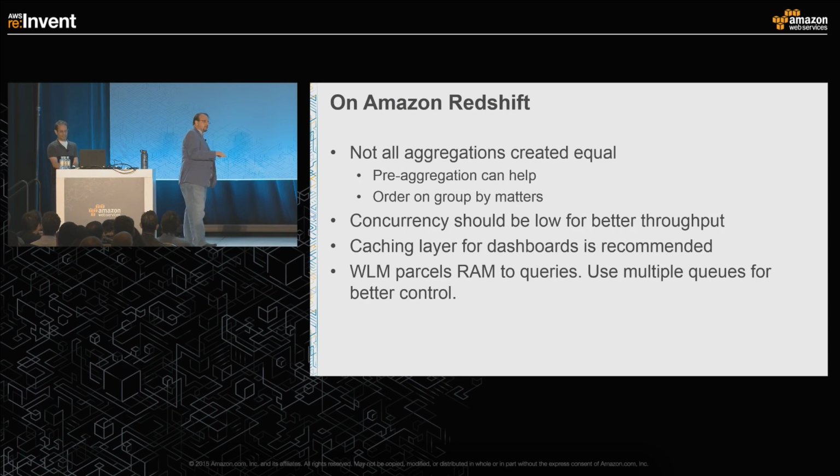Now, workload management on Redshift, which we call WLM, parcels out RAM to different queries. So you should configure different queues for different usages. And there's a new feature that's in right now that I'm going to talk to you about.